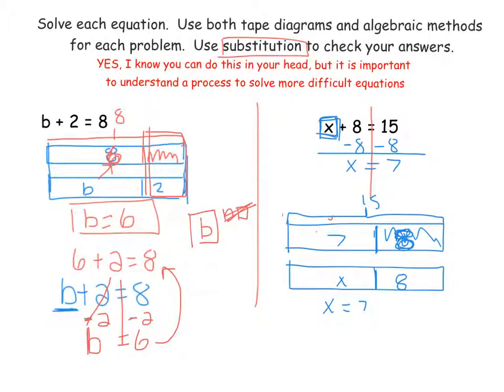I talked on yesterday's assignment as it's working backwards. So now we just have to check by substitution. So if I plug in 7 for x, because now we think we know what it is, does this make a true statement? Yes, it does. So we know that our correct answer is x equals 7.